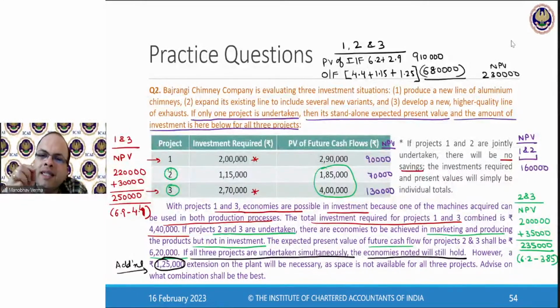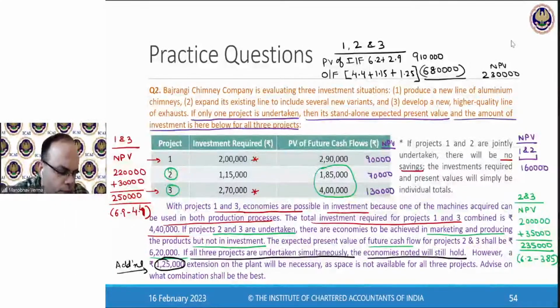So inflow is 620 plus 290. That is 910. Outflow is 440 plus 115 of project 2. Outflow was this only. However, in the question, there is an additional 1,25,000 mentioned. So we had to increase our outflow from 5.55 to 6.8. Alok, makes sense?